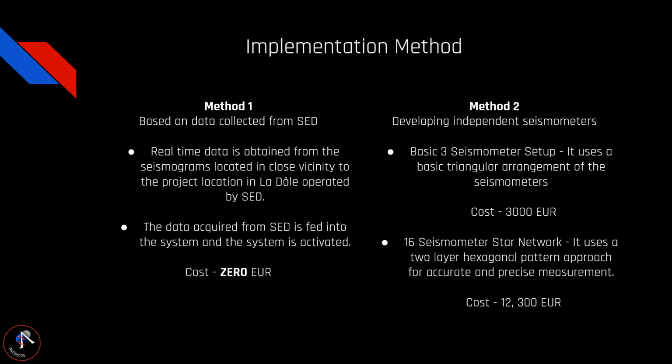And another method is more independent. We plan to set up our own seismometers. As an initial step, we plan to set up a simple 3-seismometer triangular arrangement around the base to test out the idea. This would cost us anywhere around 3,000 euros. The cost estimate is based on products which are available in Europe itself. And if you plan to use a 12-seismometer star network, a 2-layer hexagonal pattern network, it would cost us anywhere near 12,300 euros. This is the setup which has the maximum accuracy. Next.